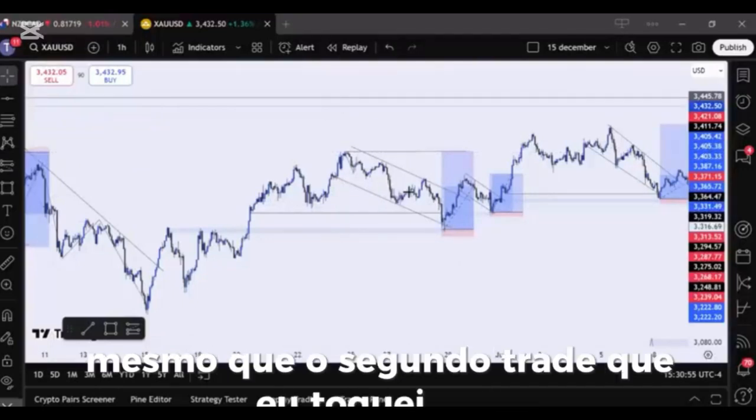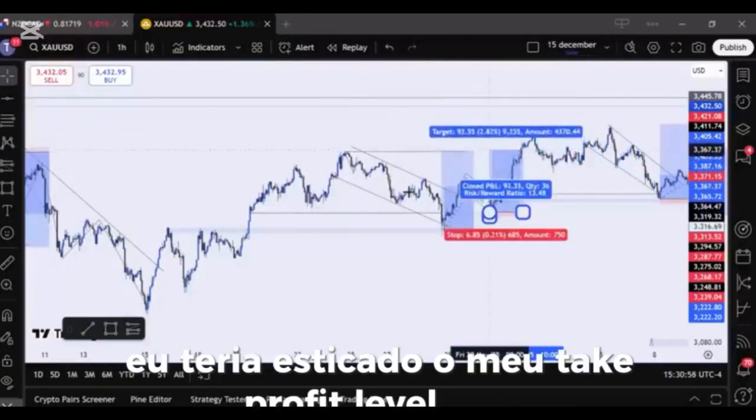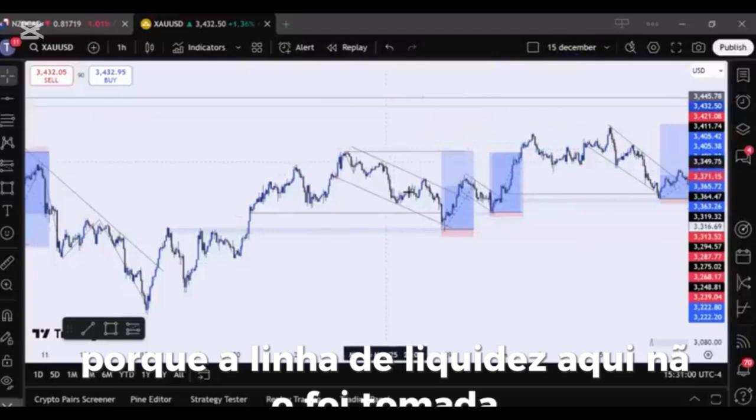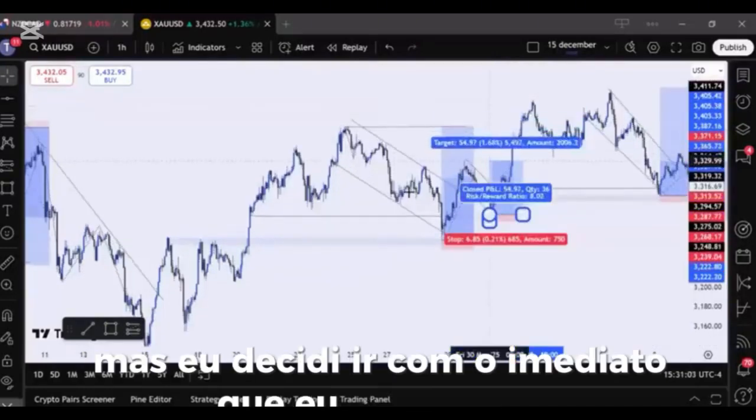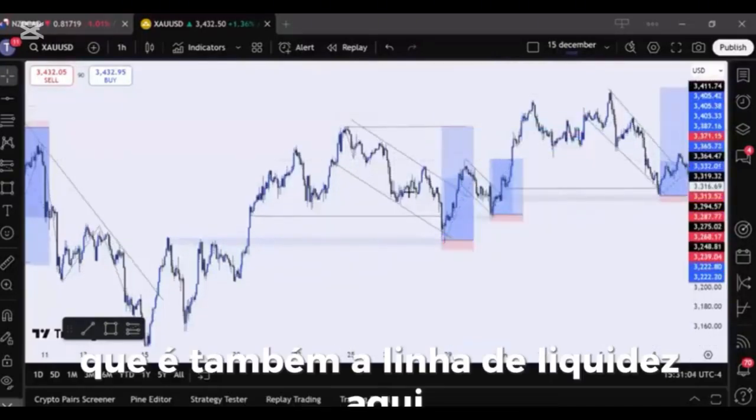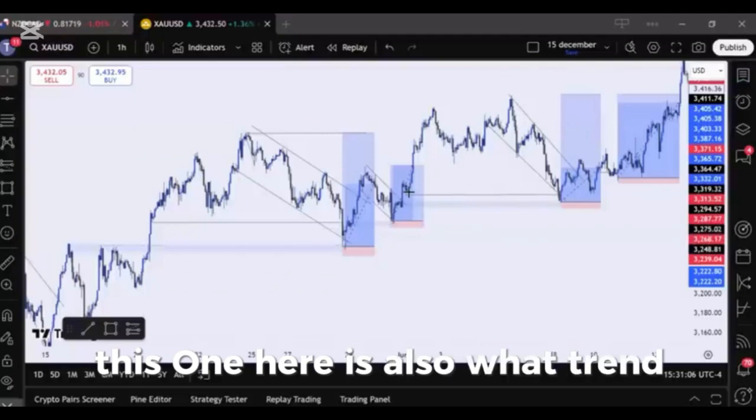Even the second trade I took here, even if I wanted, I would have stretched my take profit level here because this trend line liquidity here has not been taken out. But I decided to go with the immediate one I can see, which is also this trend line liquidity here. This one here is also what, trend line liquidity.